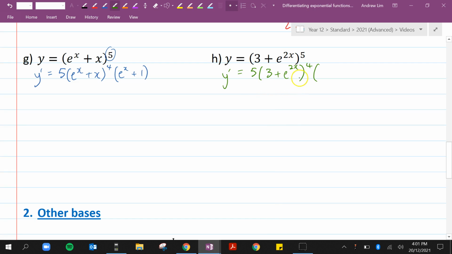Well, when we differentiate this, let's have a look at this part, because the 3 will disappear. I'm going to write e to the 2x exactly as it is, differentiate this and bring it to the front, leaving me with 2. Let's tidy this up. 5 times 2 is 10. So we've got 10 e to the 2x times (3 plus e to the 2x) to the power 4.